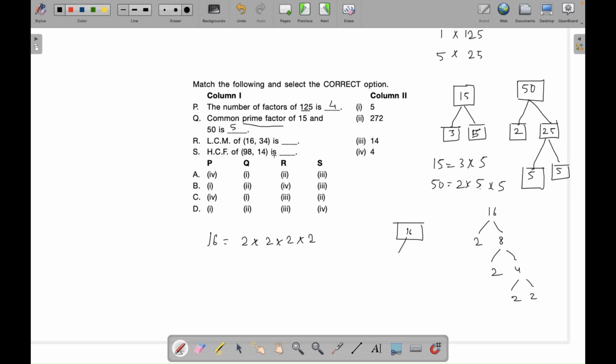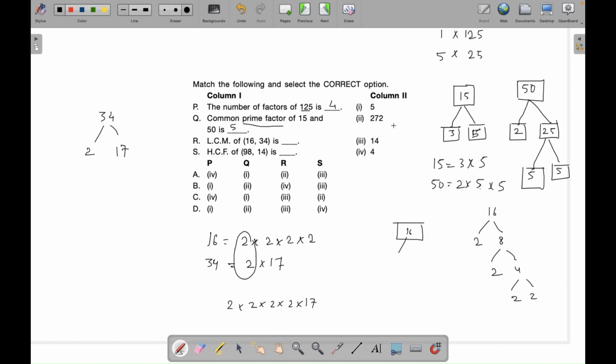Right, and then for 34, if we divide this by 2, we'll get 17. 17 is a prime number, 2 is a prime number as well. So we can write 34 as 2 times 17. Right, now we identify the common term, which is 2. So the LCM will be 2 times 2 times 2 times 2 times 17. So 2 times 2 is 4, 4 times 2 is 8, 8 times 2 is 16, so 16 times 17.